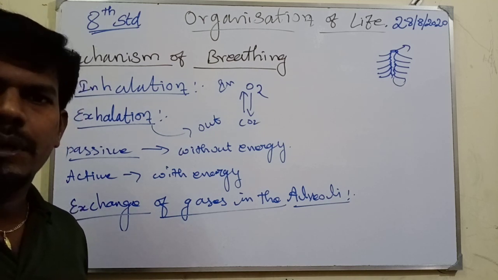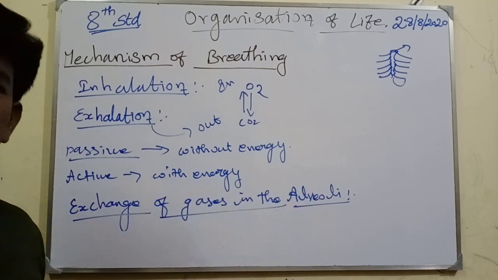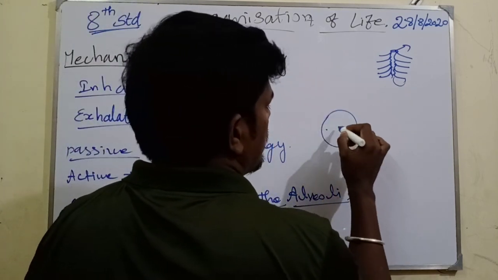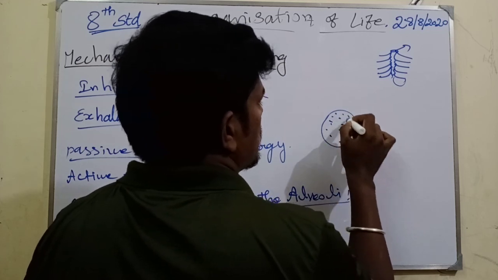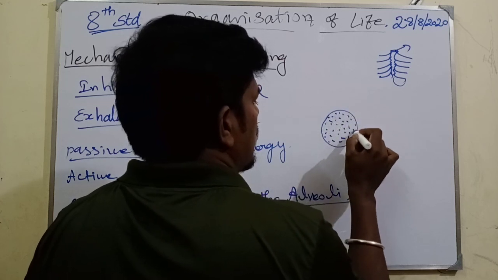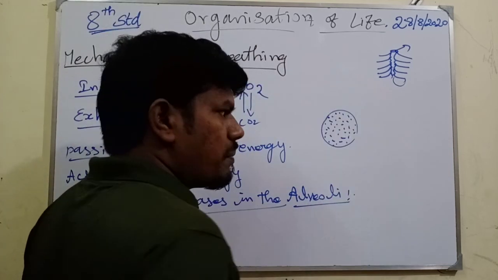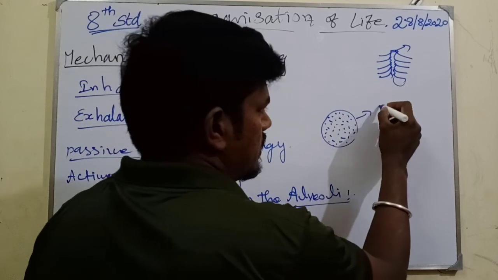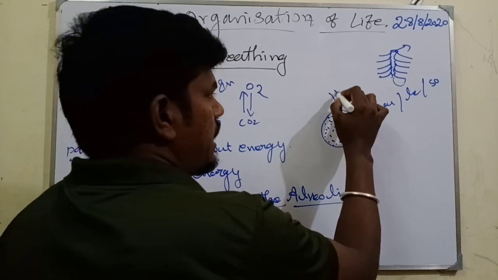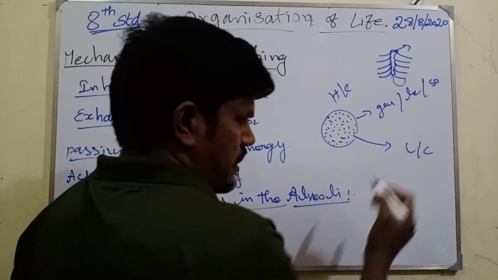Diffusion means what? The higher concentration place to the lower concentration place will move, whether it may be gas, solid or liquid. Just imagine any particles, gas, liquid or solid present here. When you open this, the presence of the gas or liquid or solid from this higher concentration will move automatically to the lower concentration.